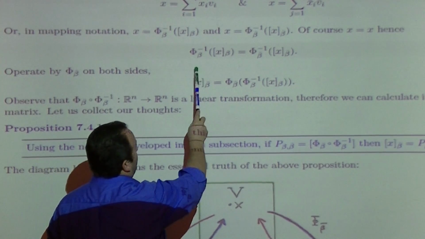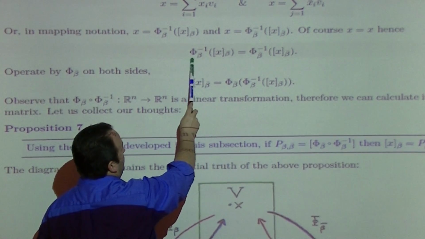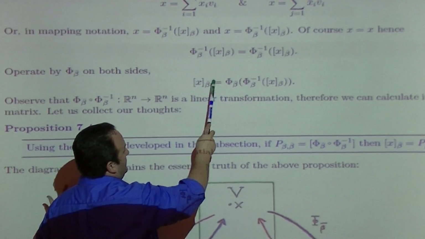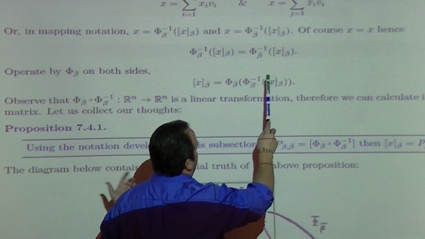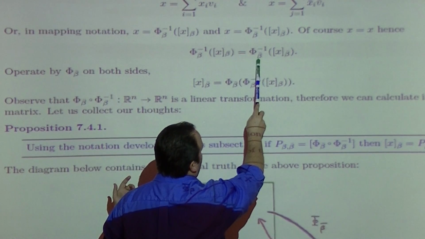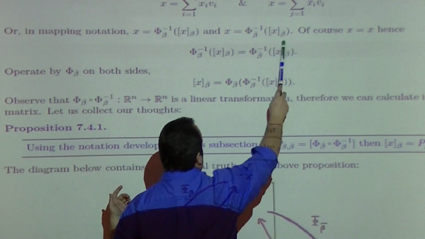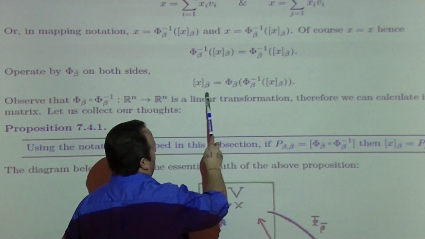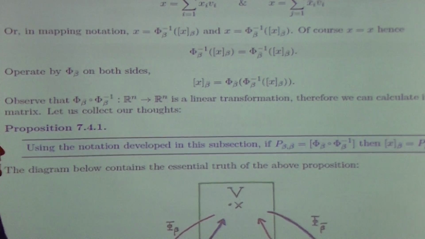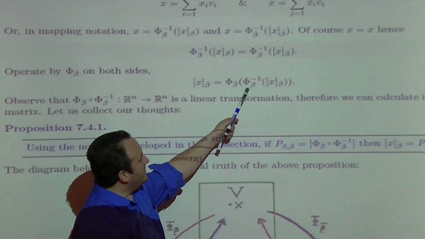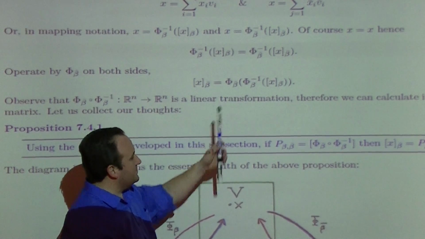But then I can operate both sides by this mapping, phi beta, and then phi beta inverse gives me back the identity, which leaves me, oh, I'm sorry, the opposite way around. I operated both sides by phi beta bar, and so I'm basically solving for this. So I solve for that, and there it is. Voila. That is the relation between the beta coordinates and the beta bar coordinates. They're related by the composition of phi beta bar and phi beta inverse.